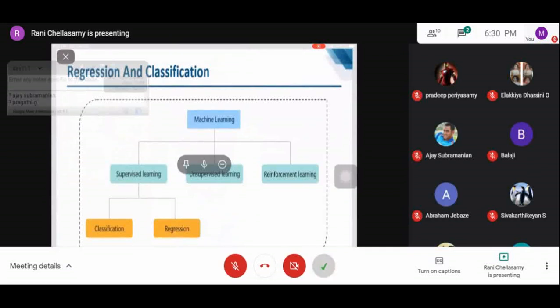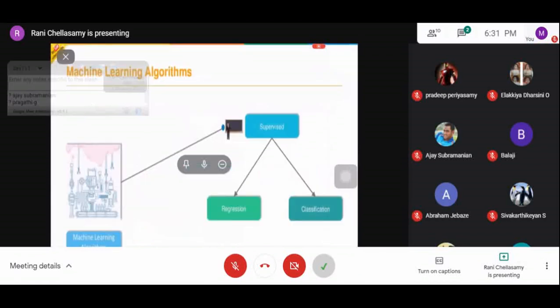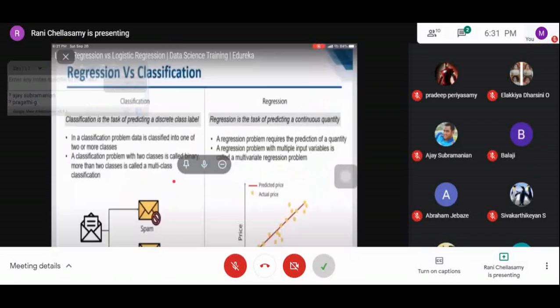Machine learning, as we all know, is classified into three types: supervised, unsupervised, and reinforcement. And supervised learning has two categories, that is classification and regression. Now we are going to see the regression part alone. Before moving to regression, let's have a comparison between what is meant by regression and classification. Let's compare these two.